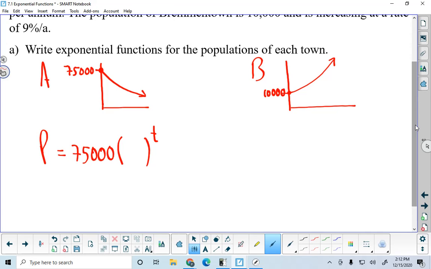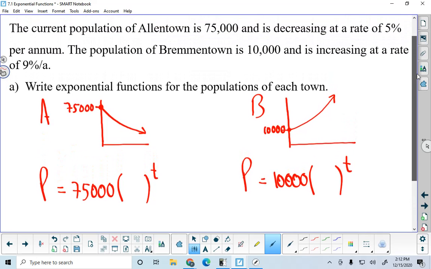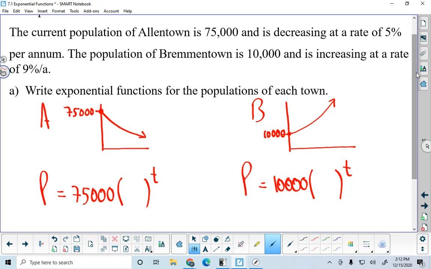And for Brementown, we are going to have the population equals 10,000 times some base raised to the t. And this next question, I think it's worthwhile to spend just a couple extra minutes to make sure you get it. If I'm going to start off with Brementown, if Brementown is going up by 9% regularly, then what would we multiply something by to get 9% more? Let's start off with the 10,000.